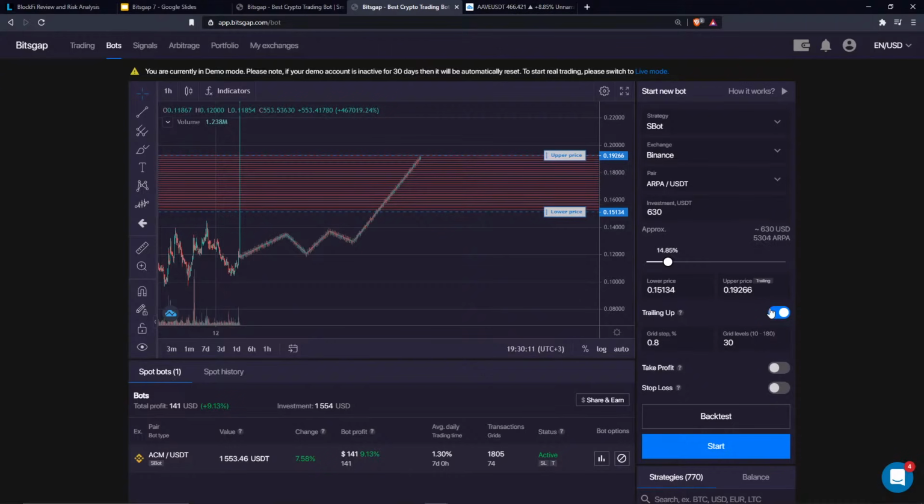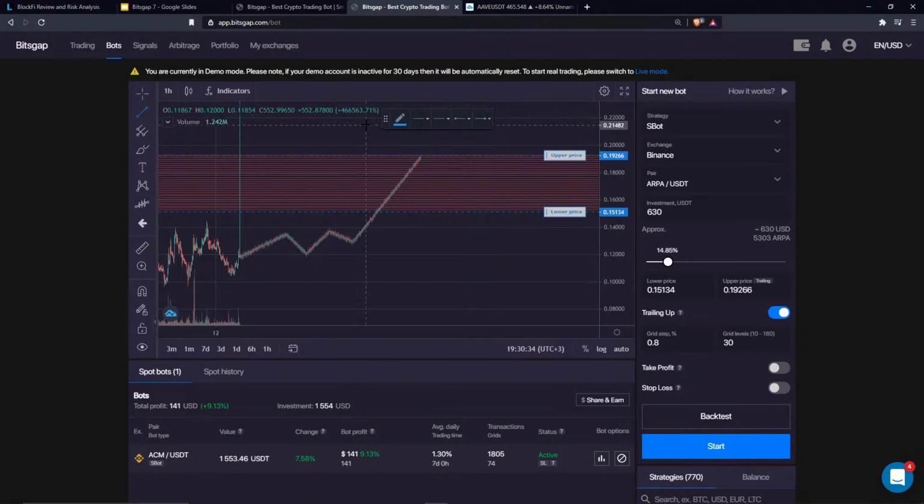Because by doing this, you let the bot trade whenever the price goes higher, and you don't have to stay in front of the computer the whole day. You can do other things, like spend your time with your family, or go to sleep, and the bot will just follow the price rally if it goes higher.